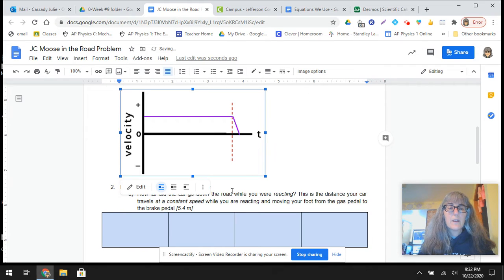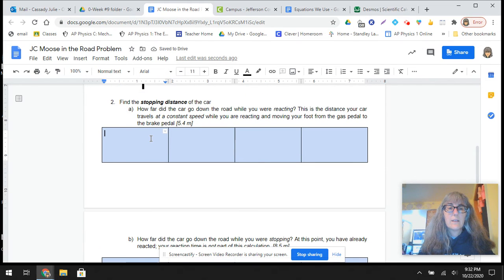There we go. All right, so next, we want to know how far did the car go down the road while you were reacting. So the distance that the car is traveling at a constant speed while you're reacting and moving your foot from the gas pedal to the brake pedal.